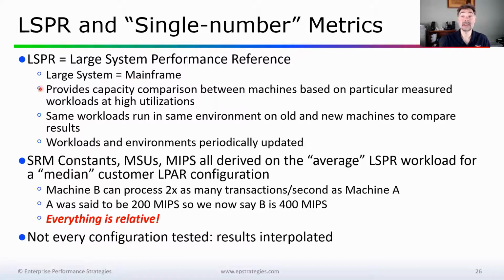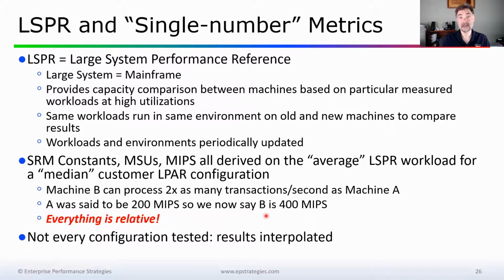And this is a set of workloads that are run by IBM in a test environment, and they run the same workload on, for example, configuration A and configuration B. Okay. And if you find machine B can process twice as many transactions per second as machine A, well, then they say, if machine A was 200 MIPS and B is processing twice as much work per unit of time, then B must be 400 MIPS. Okay. And that's exactly the way it's done.